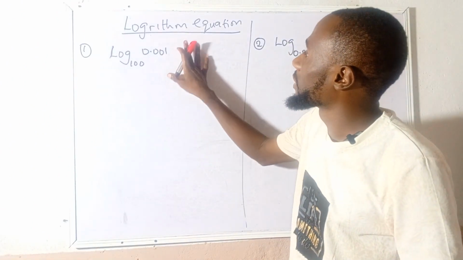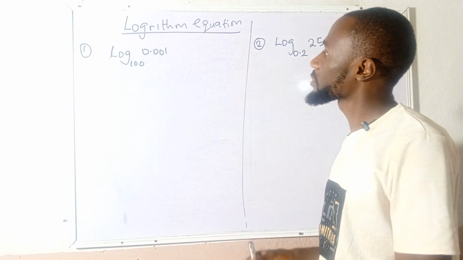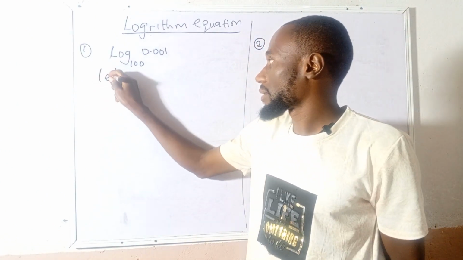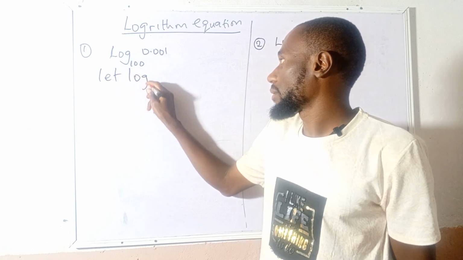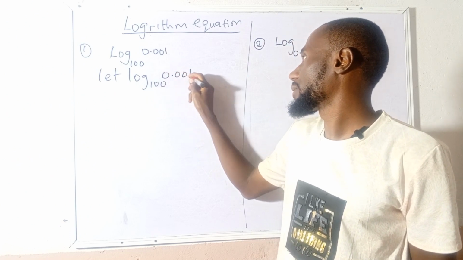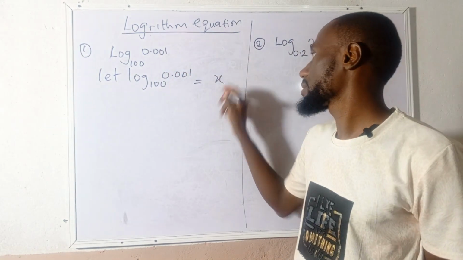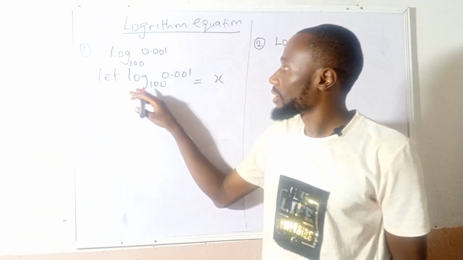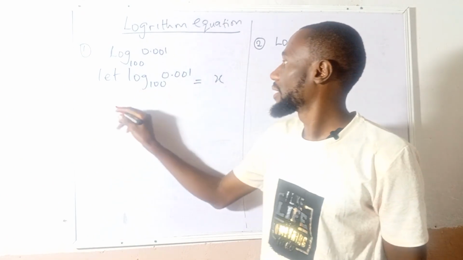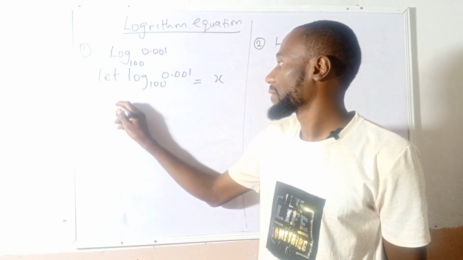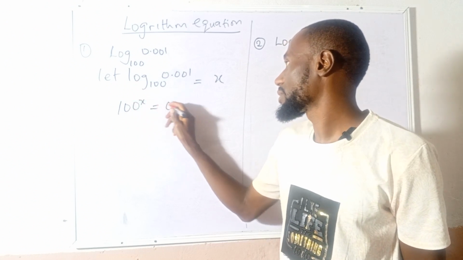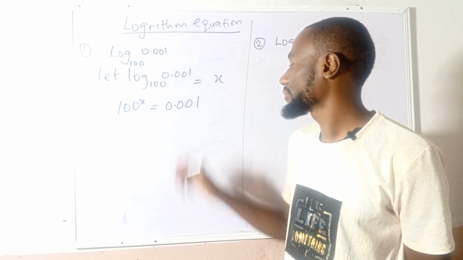In this video we are going to learn logarithm equations. We're going to let log base 100 of 0.001 be equal to x. Since the log has a base of 100 and the number is 0.001, then we have 100 raised to the power x is equal to 0.001.